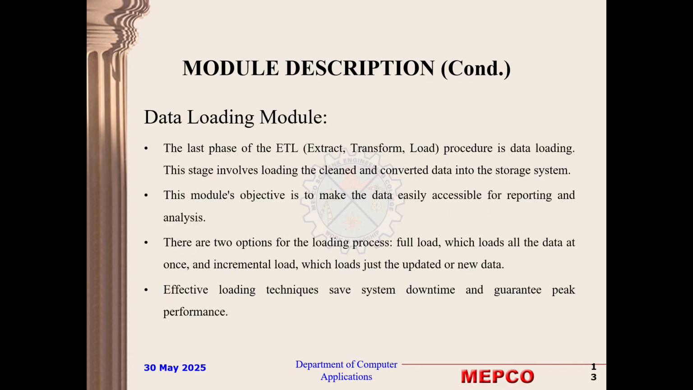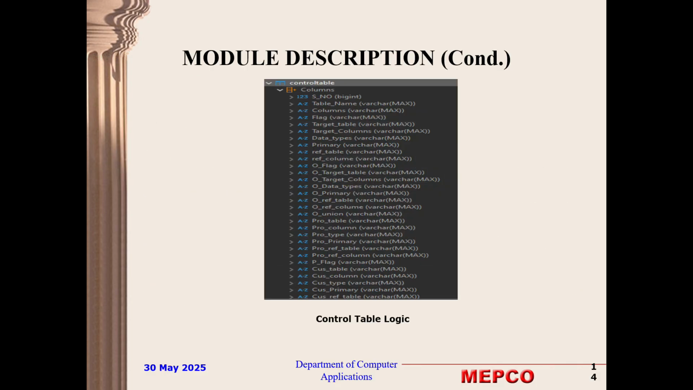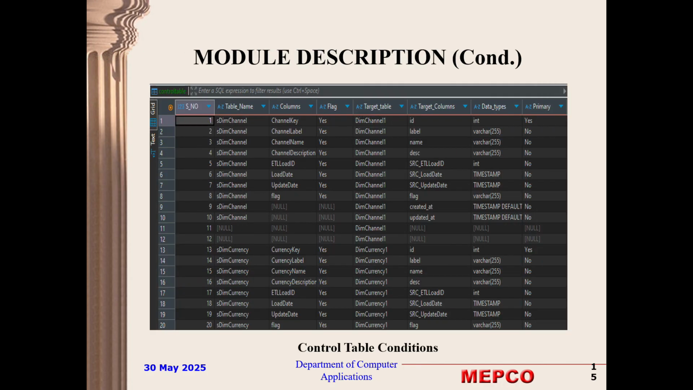Data loading to the target table: which table name the data is loaded into in the target, and which column names, are mentioned using the control table. These are the control table logic. These are the control table records.